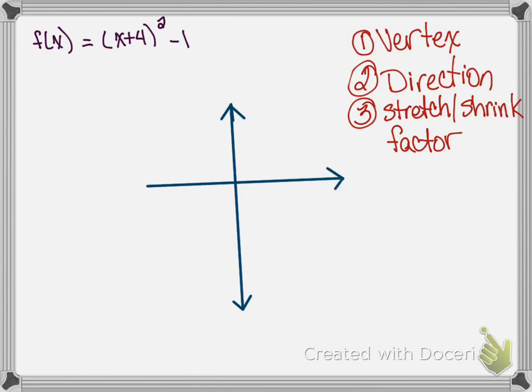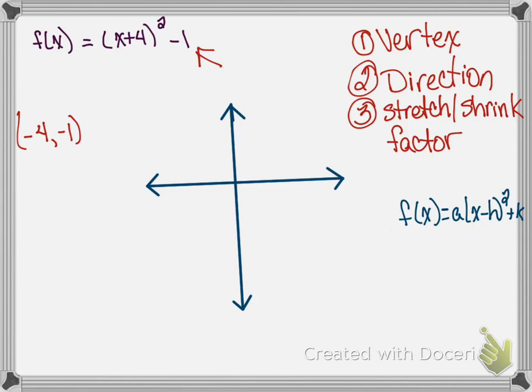Okay, remember, the reason that it's negative 4 is our original formula is f of x equals a times x minus h. Okay? So that x value is going to be opposite. So this is negative 4. So my vertex is negative 4, negative 1. Okay? Your y value is true to value. Your x value is going to be opposite.